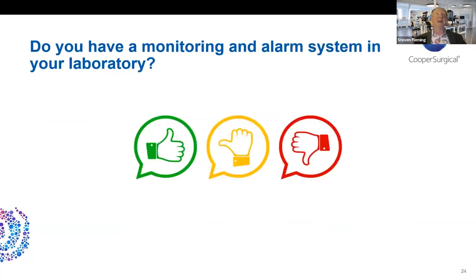So in terms of your cryo storage, do you have a monitoring and alarm system in your laboratory for your cryo storage devices? So yes, no, or you don't know, you're not sure.